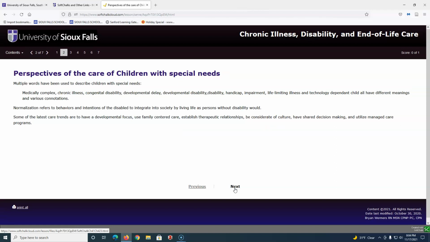So, what terms do we use? And that's part of this slide, is that multiple people use different terms, and it can be things such as medically complex, chronic illness, congenital disability, developmental delayed, developmental disability, disabled, handicapped, impaired, life-limiting illness, technology dependent. So there's lots of different terms. Try and choose whatever the parents do, and oftentimes you just call the patient by their name, which I know is a weird concept, but it's John, it's Joe, it's Jill, it's whoever that patient is. And we sometimes don't necessarily put that special label on them.